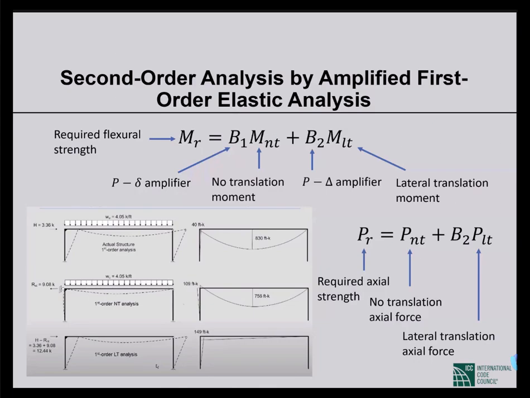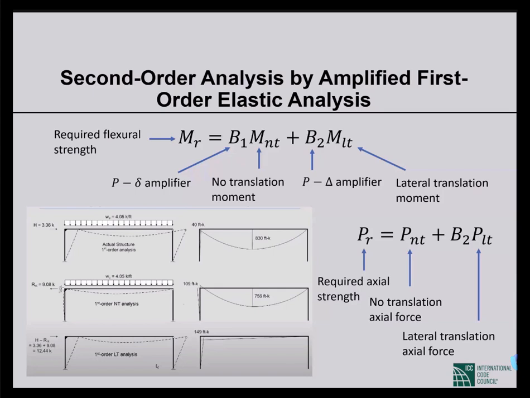Now, second order analysis. In second order analysis, we consider both the P small delta effect and the P large delta effect indirectly. There is one analysis method suggested in AISC, which is called the NTLT method: the no translation and lateral translation method.